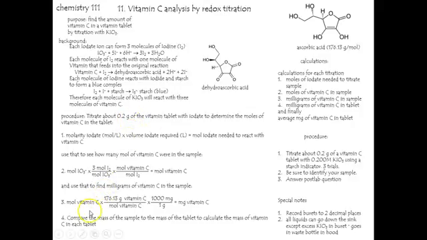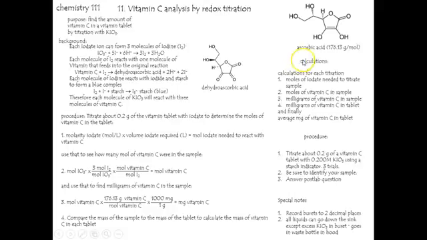I'm not going to show the calculation to figure out how the mass of the vitamin C is in each tablet, but you should be able to see that there's a multiplier involved. We used a fraction of your tablet, so just do the math required there to find out the mass of vitamin C in each tablet.